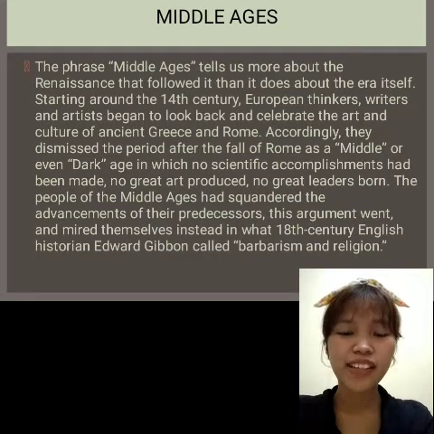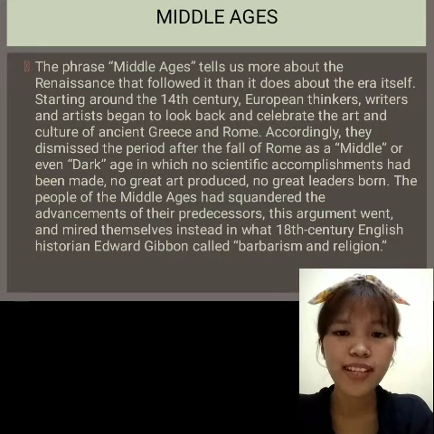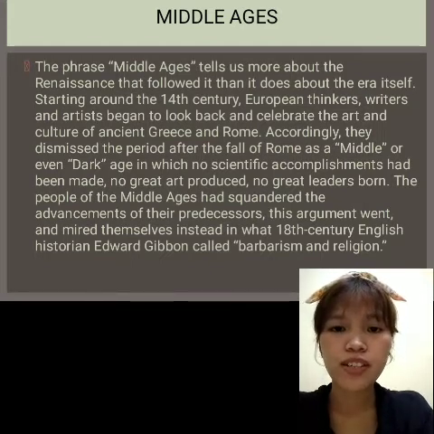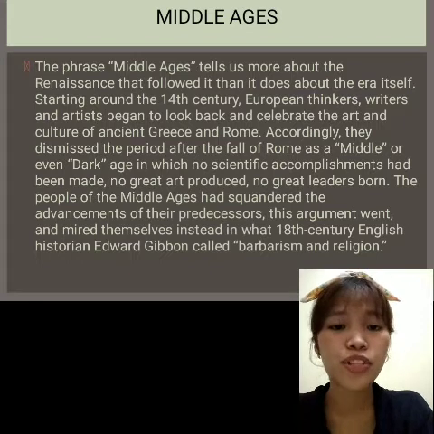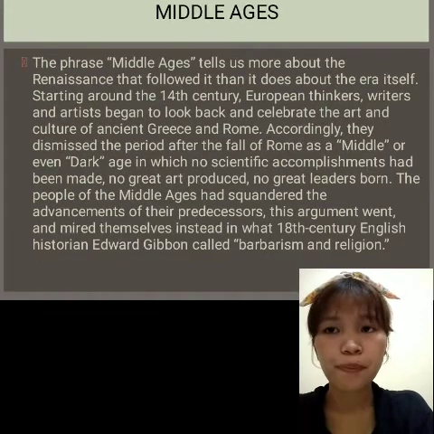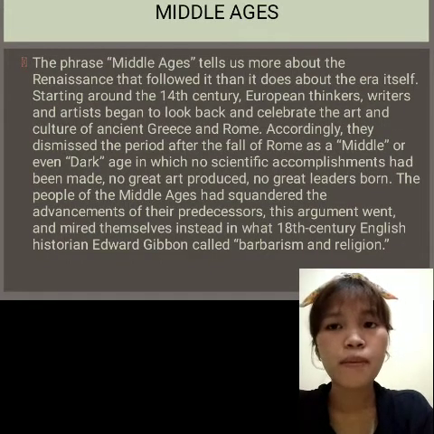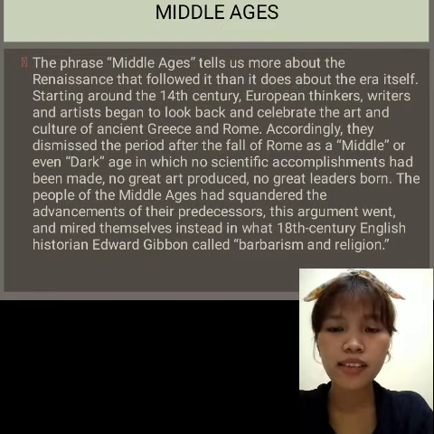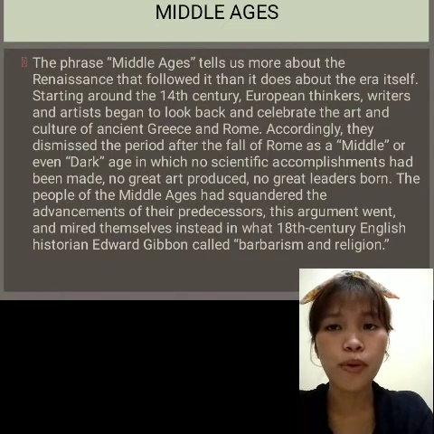So in this slide, you learned the introduction of the Middle Ages, where it is called the Dark Ages. Alright, we will proceed to the next slide, which is all about The Passionate Shepherd to His Love. There you will know when it was published and why Christopher Marlowe came up with this poem.